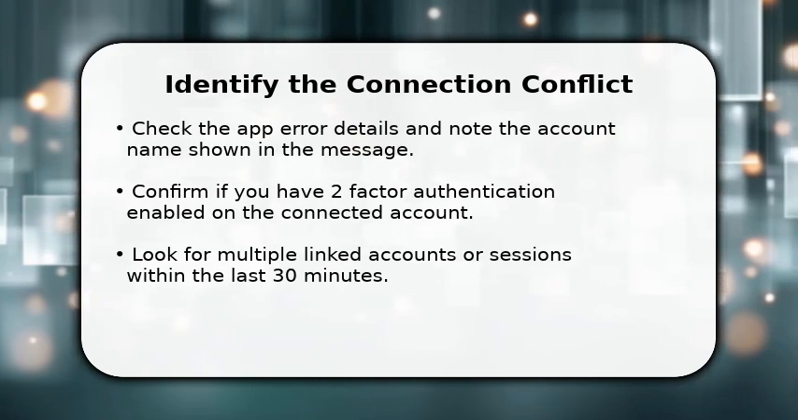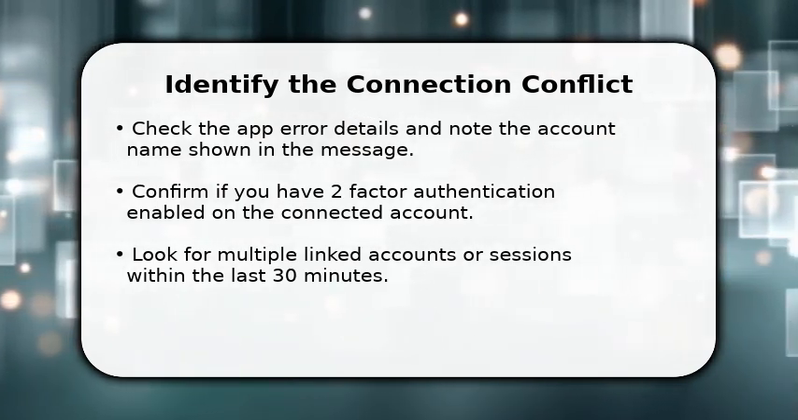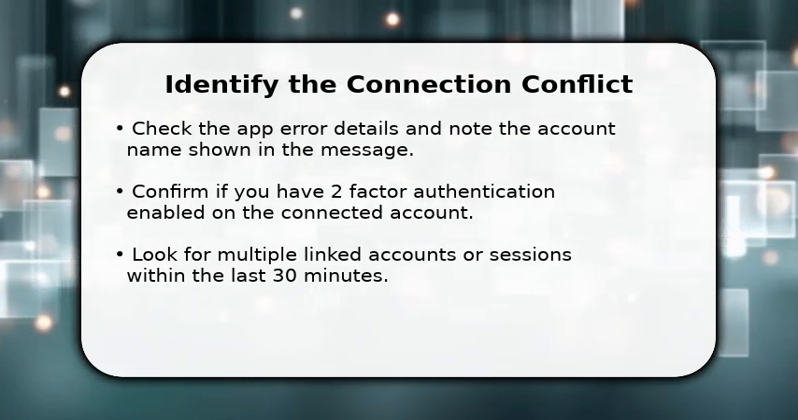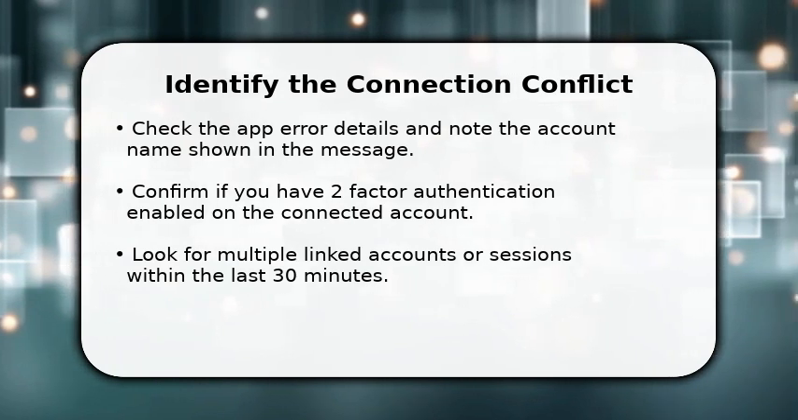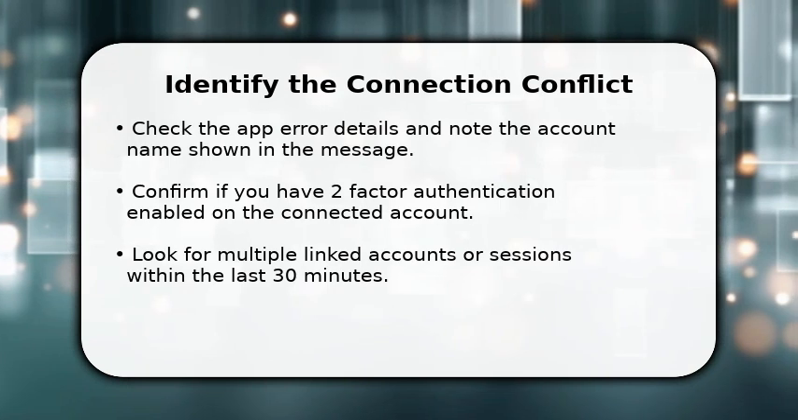Start by reading the exact error message and note the account name shown. Next, open account settings in the app and view linked accounts and active sessions. Check whether you have two-factor authentication enabled on the connected account or a security prompt awaiting approval.